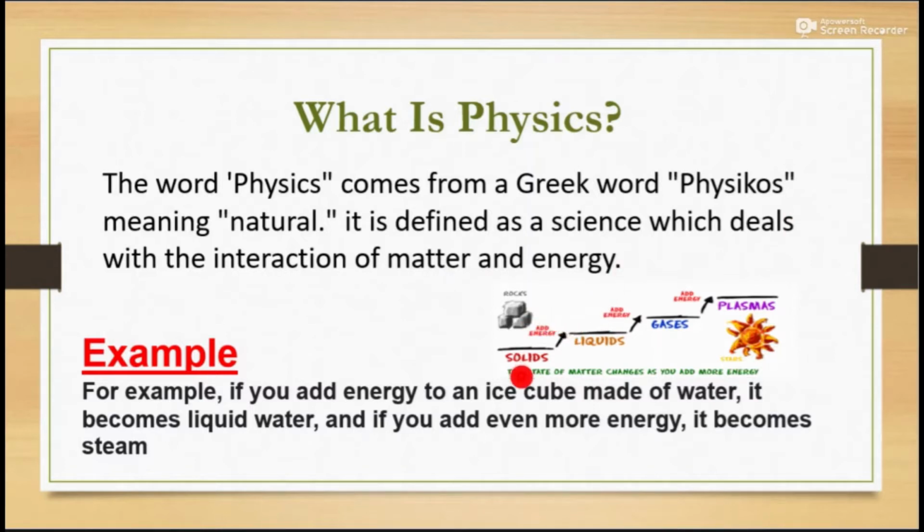Now, for example, solid objects are matter, and we convert solid objects into liquid with the help of energy, which is in the form of heat. Solid converts into liquid due to the interaction of energy, and again when we give more heat, liquid converts into gas, and the gas converts into plasma form, due to the interaction of energy. These interactions of matter and energy are called physics.